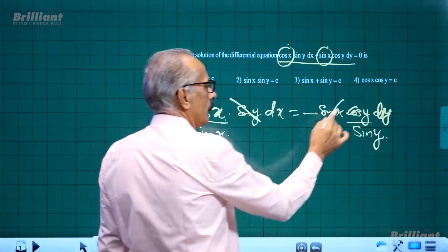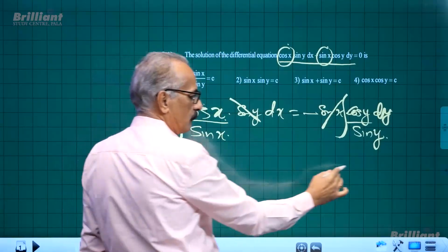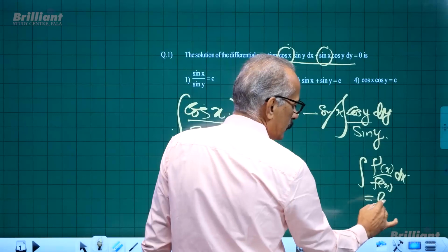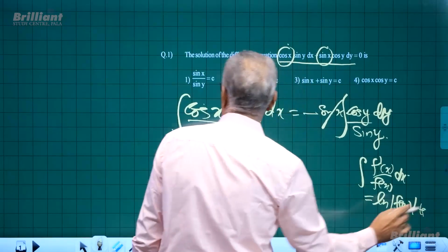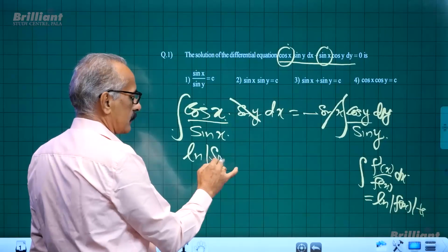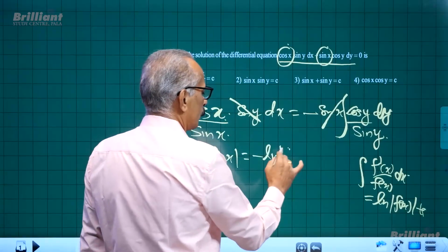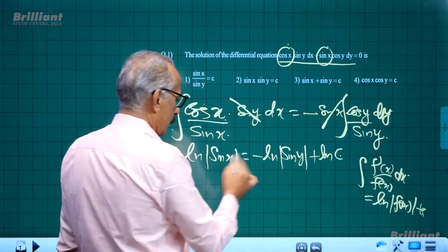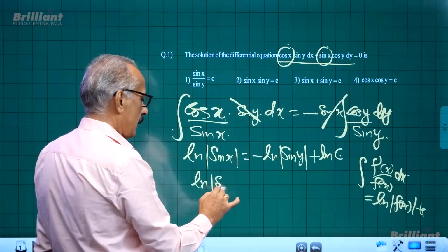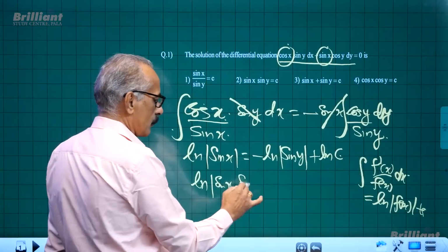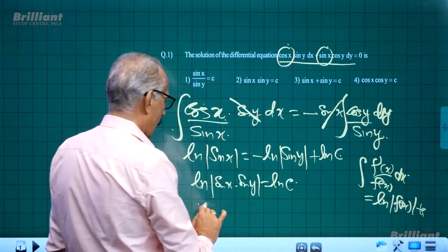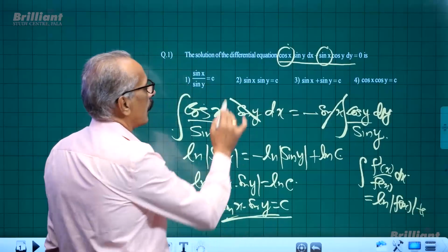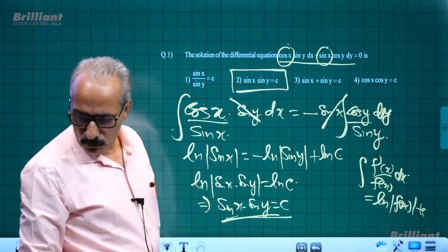Now, integral f dash x by fx, formula: integral f dash x divided by f of x dx, and the answer, that is logarithm of f of x plus c. So this will become logarithm of sin x equal to minus logarithm of sin y equal to, since everywhere log, I write logarithm of a constant. Take it to this side. Logarithm of sin x plus logarithm of sin y, that is sin x into sin y equal to logarithm of c, taking antilog, sin x into sin y equal to c. That's your answer. Sin x into sin y equal to c. So 2 is your answer.